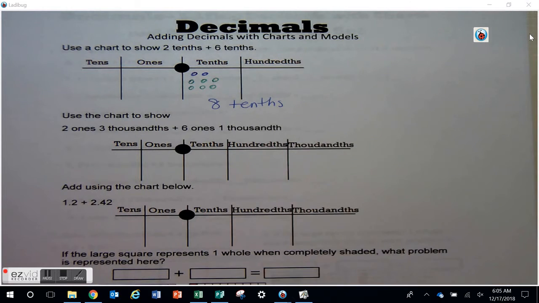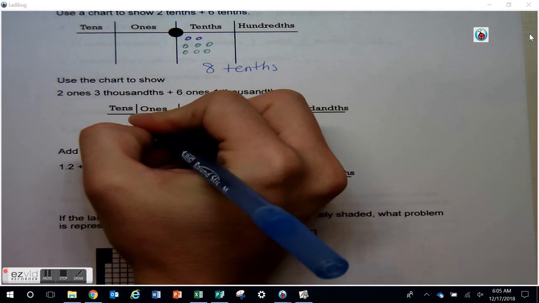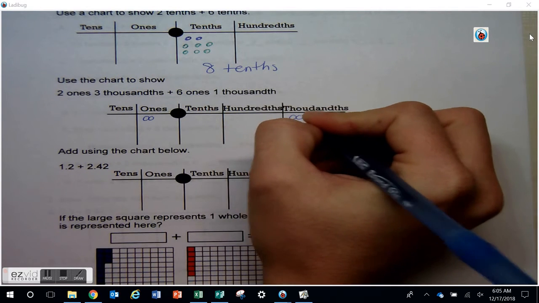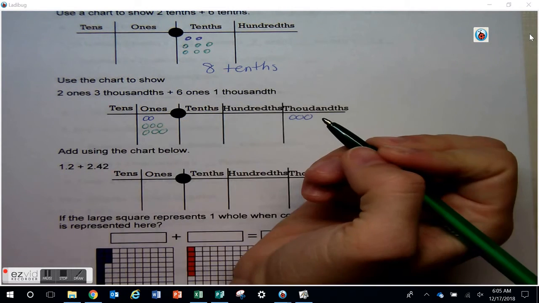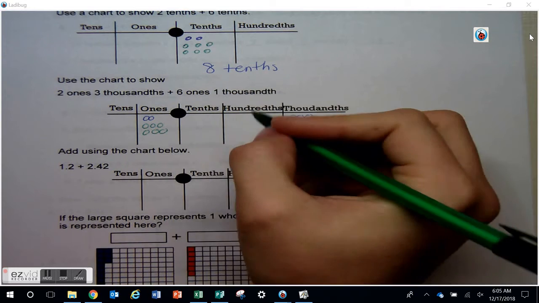Let's continue on. Use the chart to show 2 ones, 3 thousandths, plus 6 ones, and 1 thousandth. Well, how many thousandths do I have? I have 4 thousandths, and I have 8 ones.